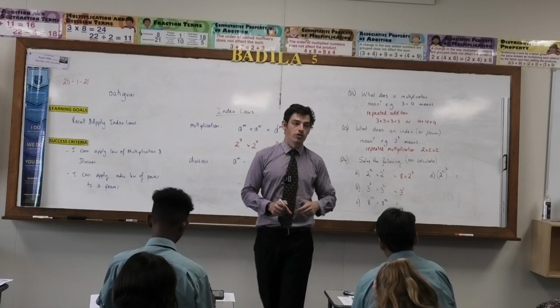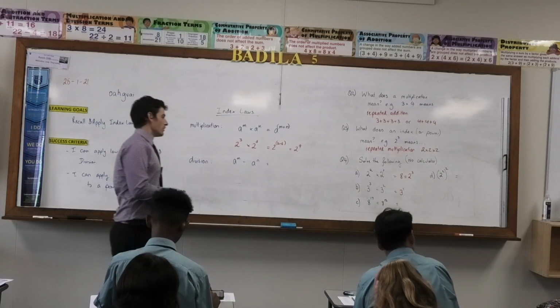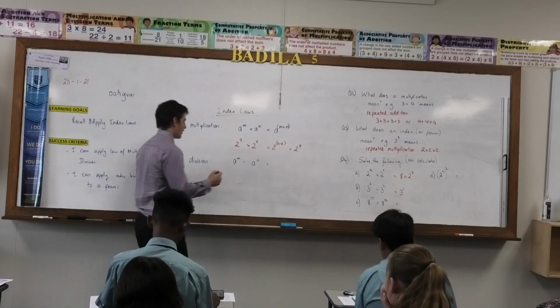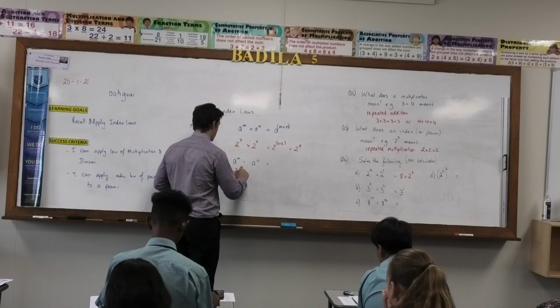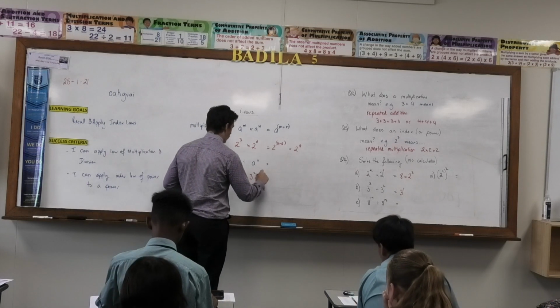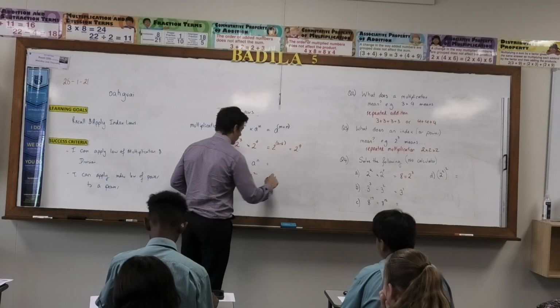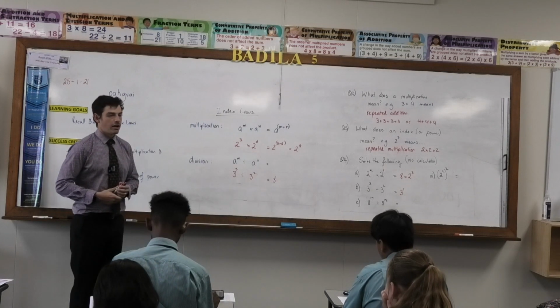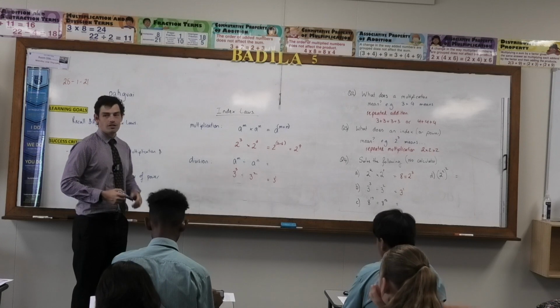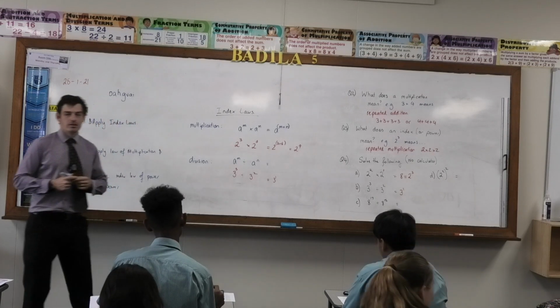Okay. So when you got Ella, remember it? Good. So let's come back to this. We had 3 to the power of 3 divided by 3 to the power of 2, and that gave us 3 to the power of 1. So what do you reckon the rule is? The law. What do you reckon the law is?